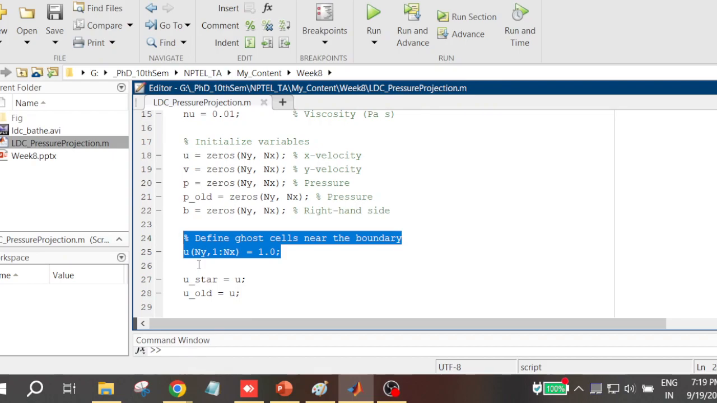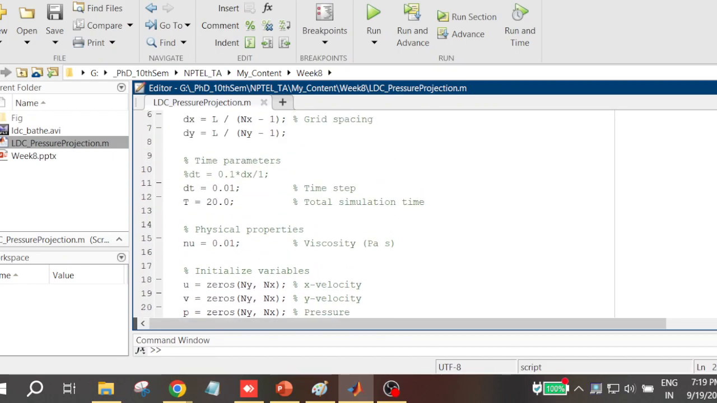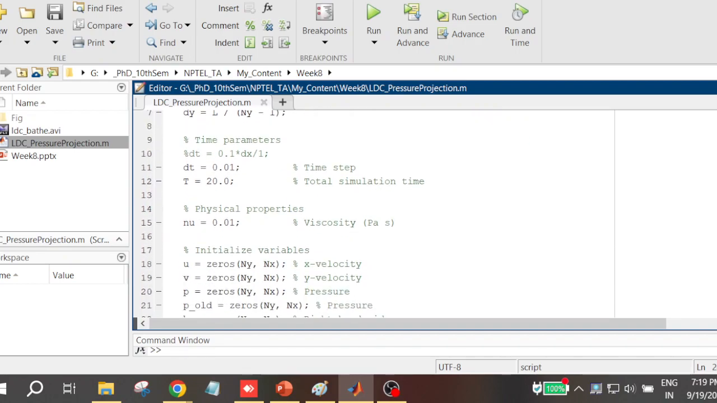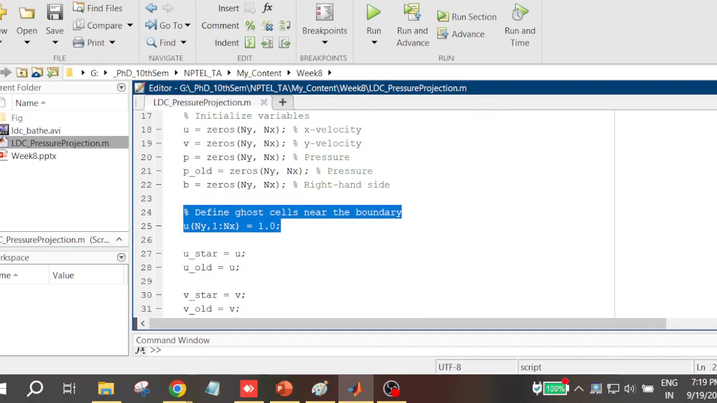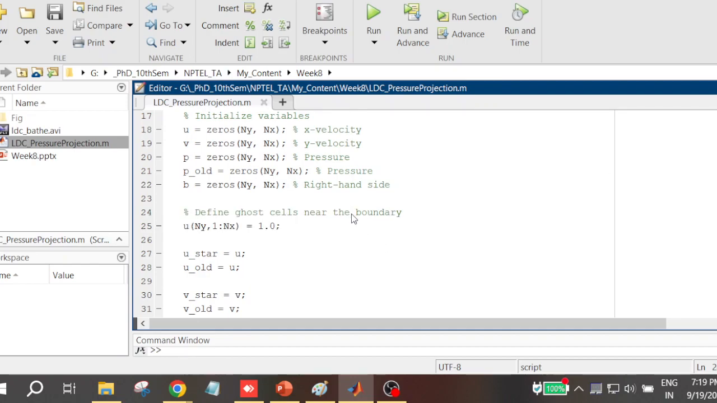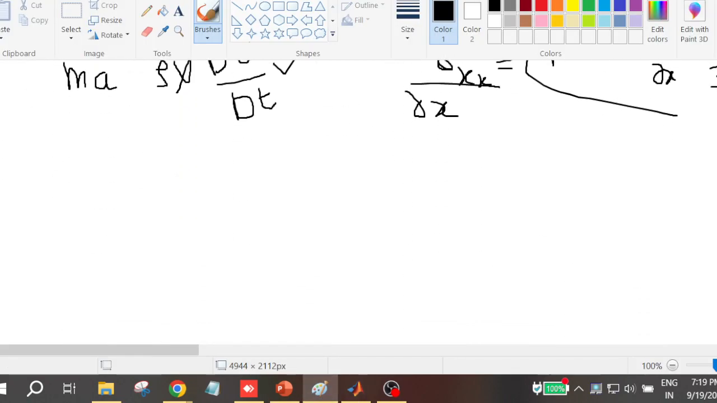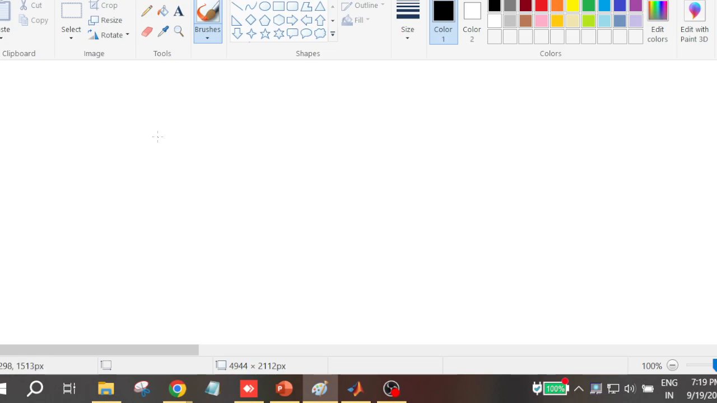Grid has to be generated. See, the thing is, I am indirectly generating the grid here. So I am telling length is equal to 1, I am telling dx is equal to 1, all those things are done. So what I have written is define the ghost cells near the boundary. I don't know whether you have really gone through the course contents or not.